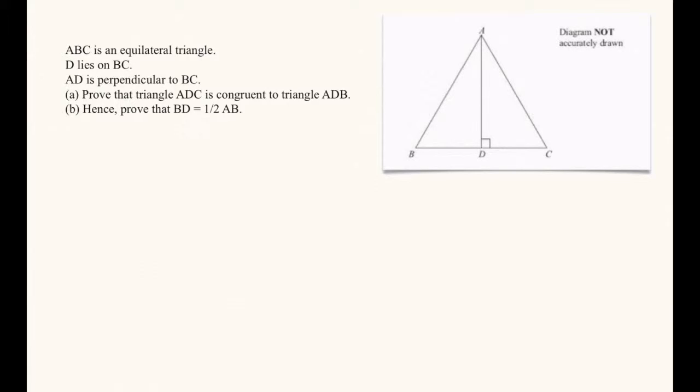So how can we do this? Well, there are various ways to show congruence. We can use the third fact that AD is perpendicular to BC to show that there is a right angle in each triangle. So the one that we're most likely to use here is going to be right angle hypotenuse leg. Let's start off by showing that we've got right angles.